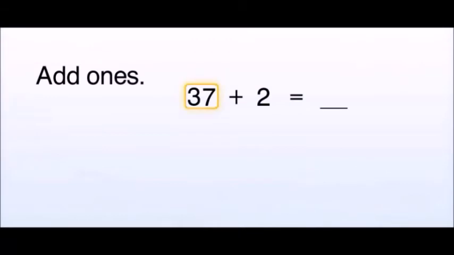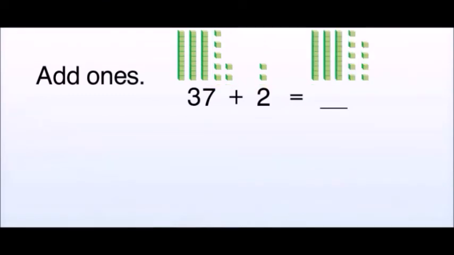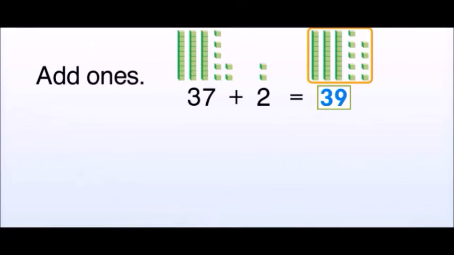First, model the addend 37. 37 is 3 tens and 7 ones. Next, model the addend 2. Now combine the ones blocks to model the sum. You do not need to add tens because there are only 2 ones to add to 37. There are a total of 3 tens and 9 ones in the model. What's the sum of 37 plus 2? The sum is 39.